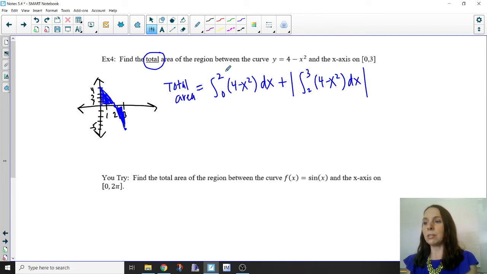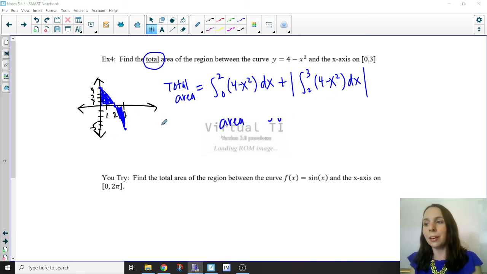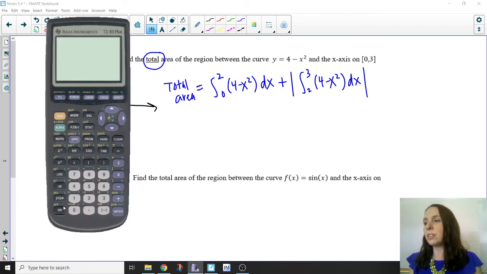You can find the answer to this either by getting the antiderivative 4x minus 1/3 x cubed, subbing in upper minus subbing in lower. Same antiderivative here, sub in upper minus sub in lower. It will be negative though, so you will then apply the absolute value and turn it to positive, and then add those two integral values together. Okay, or we could go to Math 9 just to save ourselves some time.